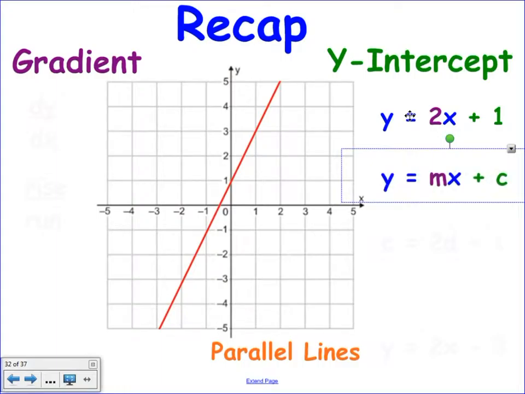In mathematical terms, you might have seen this in the past. It's called y equals mx plus c. What that means is m is multiplying or dividing x, that's your gradient, and plus c is your y-intercept. It's not fancy, it's not big, it's not clever. It's just saying, I don't know what my gradient is, and I don't know where I cut my y-axis.